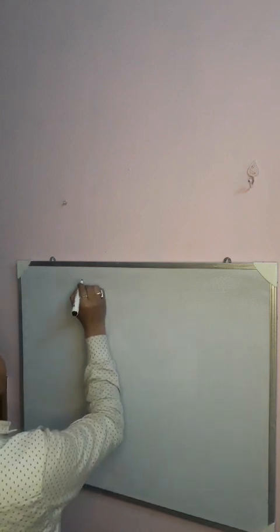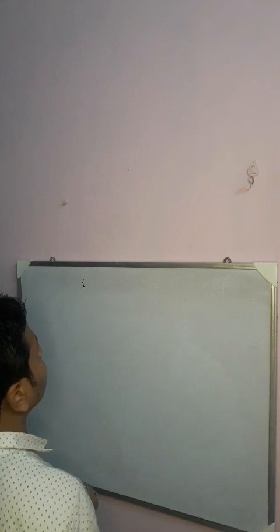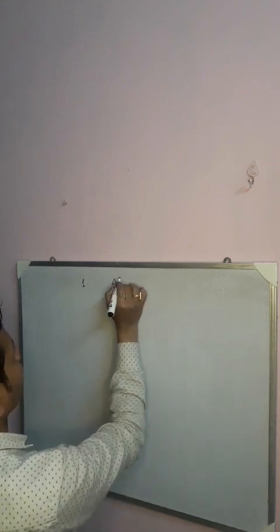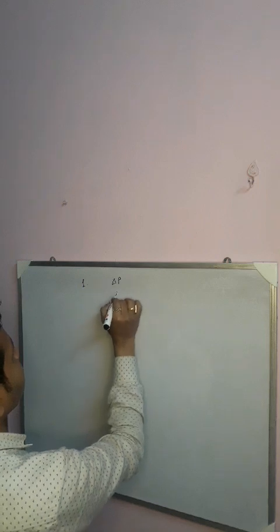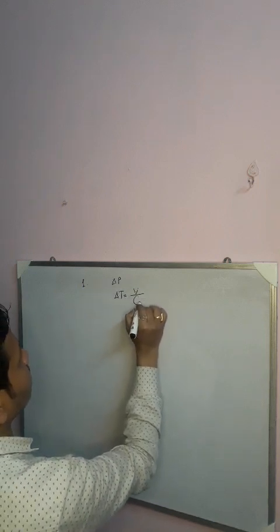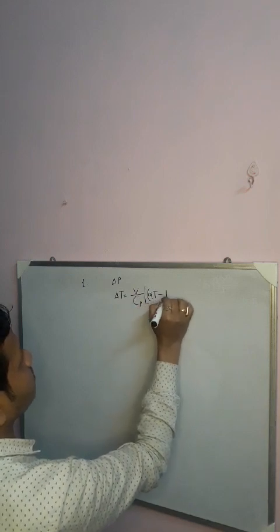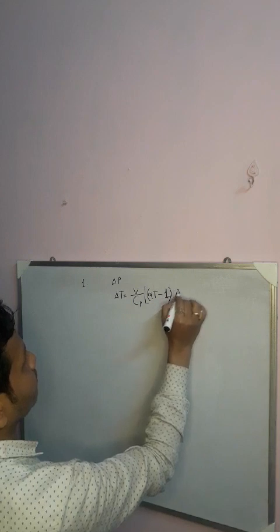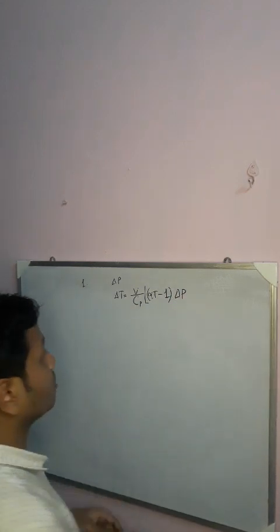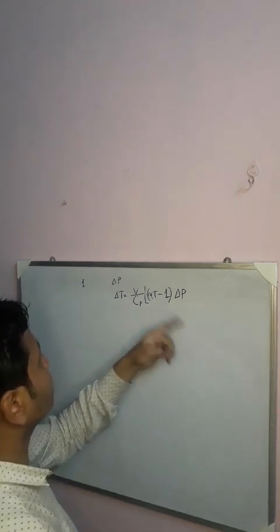Our first problem is that we have to find out that for a small change in pressure delta P, the corresponding change in temperature can be written in this way: V by Cp, alpha T minus 1, into del P. This we have to prove.